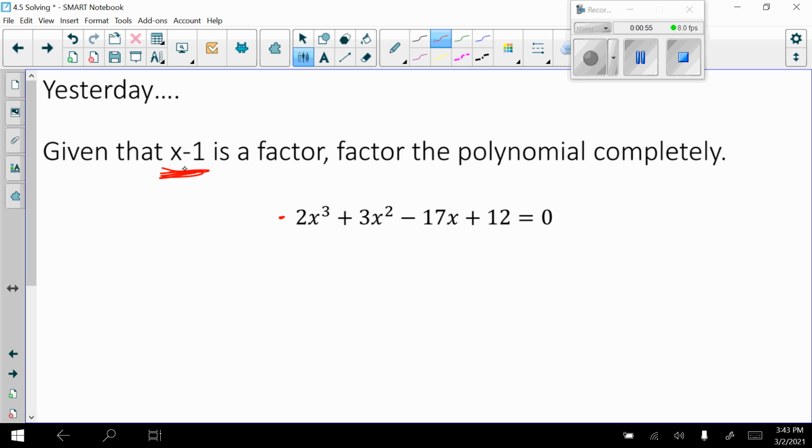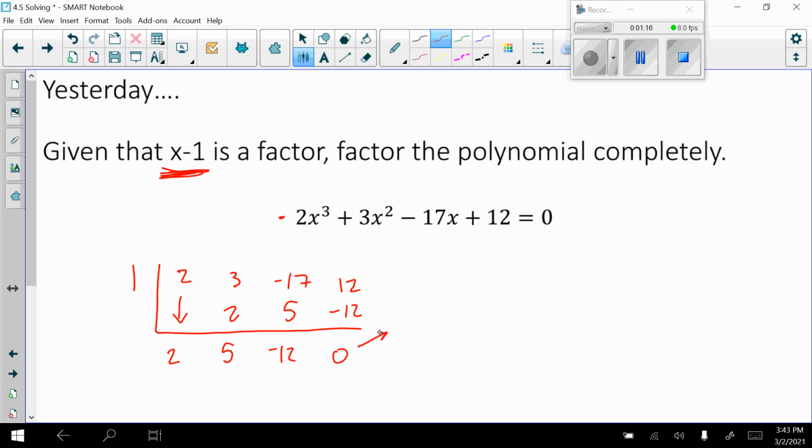So I look at the number, I flip it. My coefficients, I'm not missing any terms, so it's 2, 3, negative 17, and 12, and now we're just going to do synthetic division. Drop that, multiply, add, multiply, add, multiply, add. I get 0, which makes sense. That should be my remainder, right? Since this thing is a factor, I should not have a remainder, so it works.